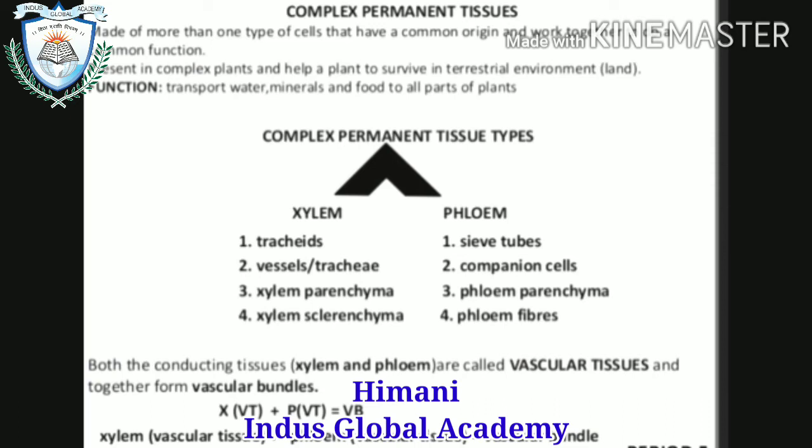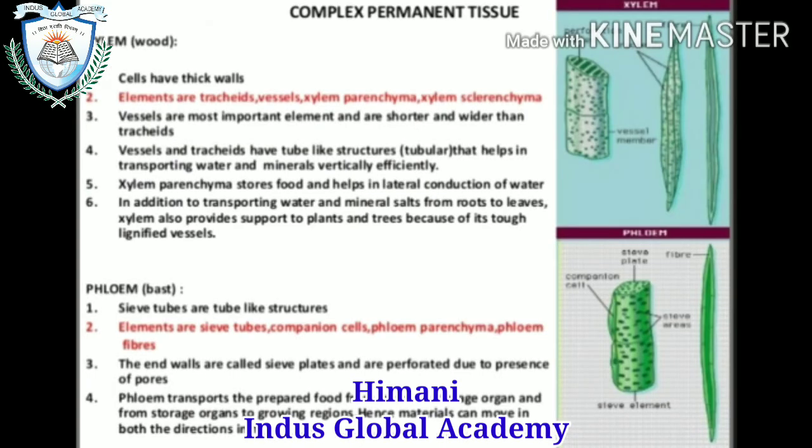Xylem is further of four types, tracheids, vessel, xylem parenchyma and xylem sclerenchyma. Phloem is further of four types, sieve tube, companion cell, phloem parenchyma and phloem fiber. Both are conducting tissues, known as vascular tissue, or together they form the vascular bundle.